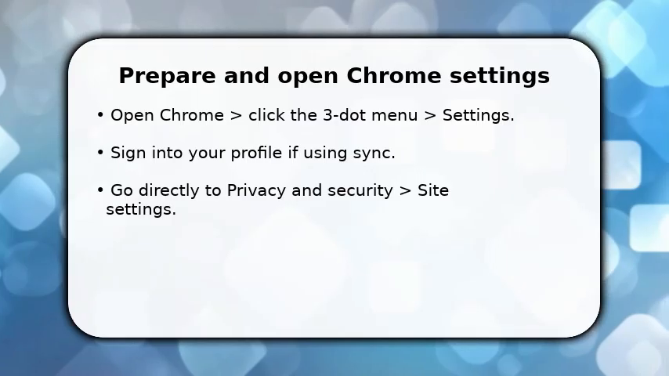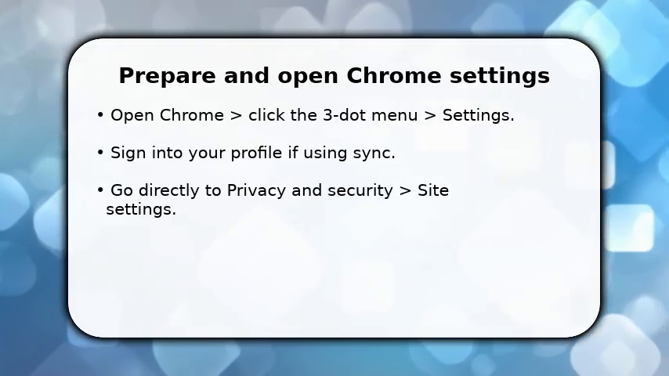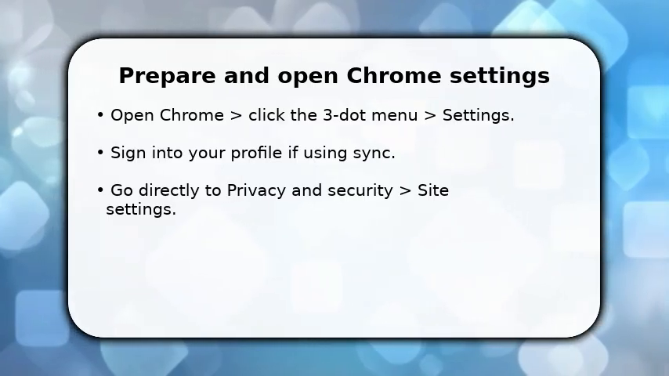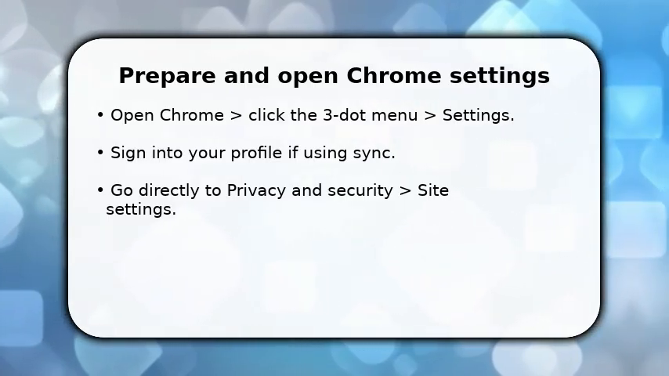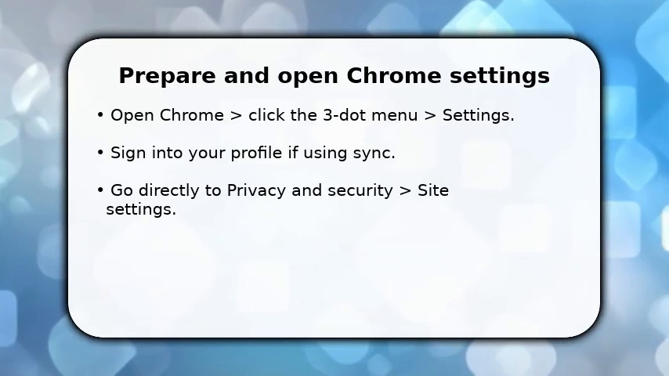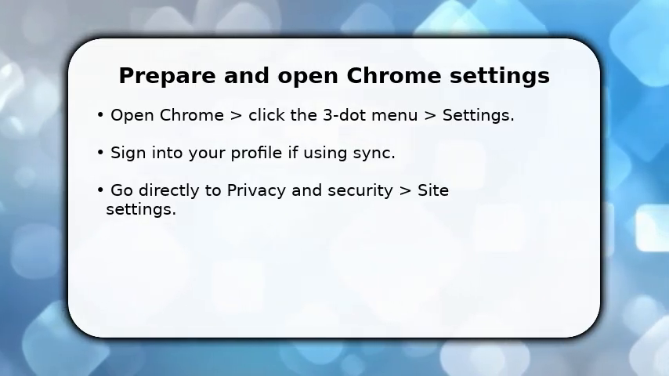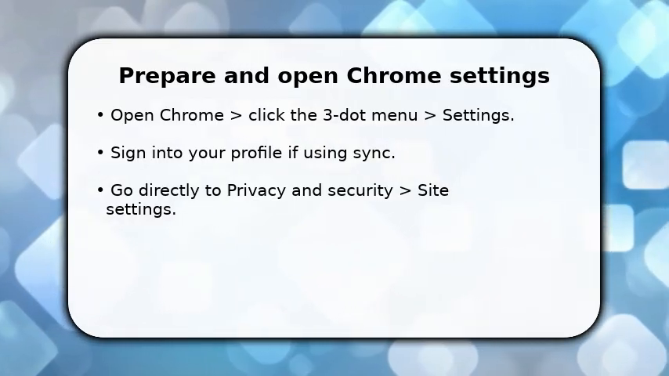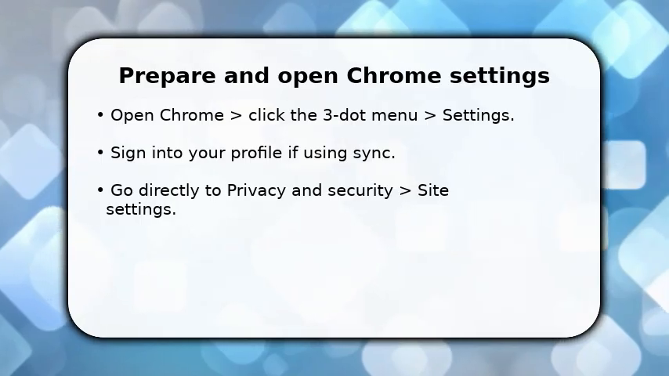You start by opening Chrome and going straight to Settings, no waiting. Click the three-dot menu, choose Settings, and if you use Sync, sign into your profile so rules apply everywhere. Once done, navigate to Privacy and Security, then Site Settings. This takes you to the controls that influence notifications, pop-ups, and permissions.